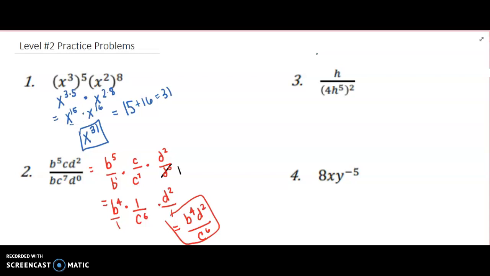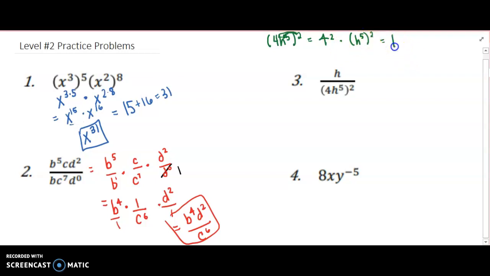Okay, so our numerator's fine. What we need to do is get this denominator, which is 4h to the 5th squared, and simplify it. So I'm just going to look at this for now. Remember, anytime we have that, this square applies to both h to the 5th and to the 4. So this is just 4 squared times h to the 5th squared.